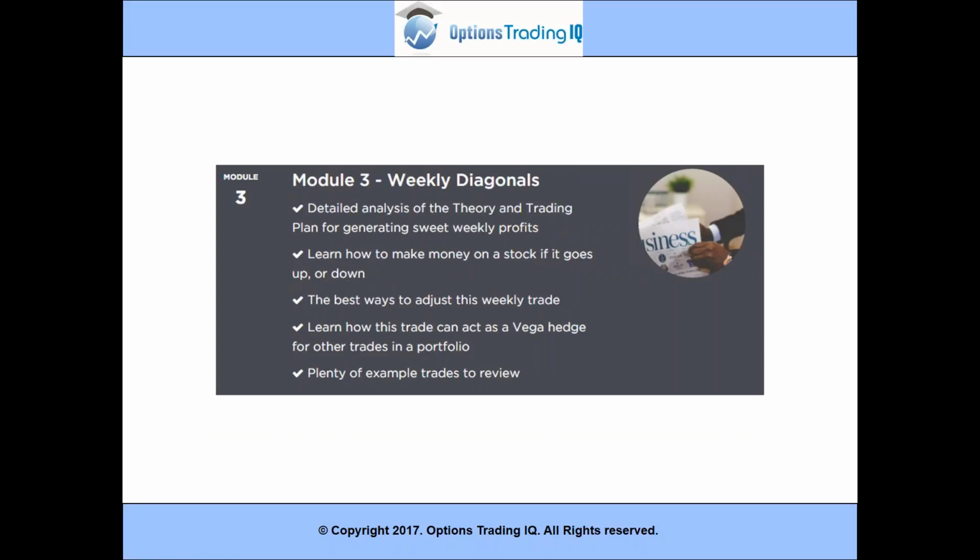Weekly diagonals, again, going to go over those, more detail, more examples, learn how to make money on a stock if it goes up or down. So we talked about that. The best way to adjust the weekly trade. Generally I don't adjust it, but we'll look at different ways that we could if we wanted to, and learn how it can act as a Vega hedge for other trades in a portfolio. So we'll be looking at a portfolio as a whole and how some of these trades can help offset the risk.